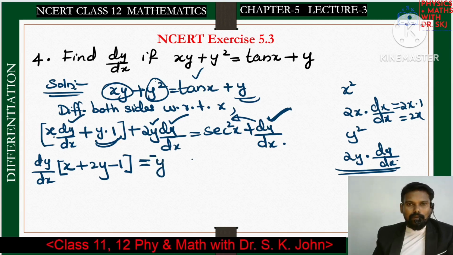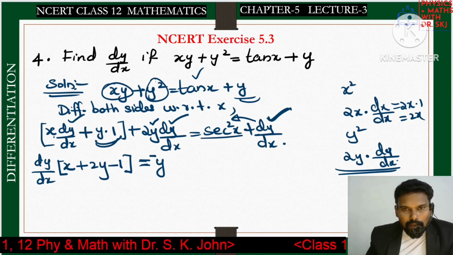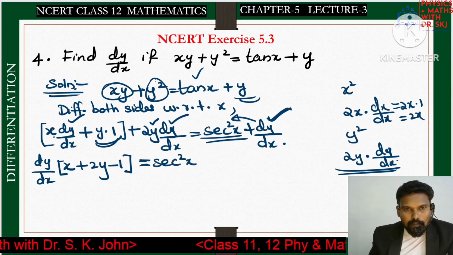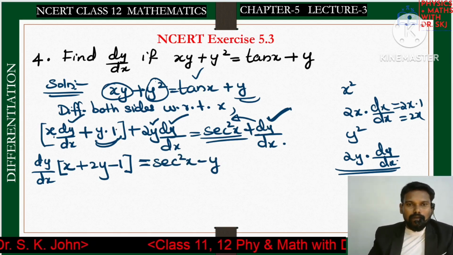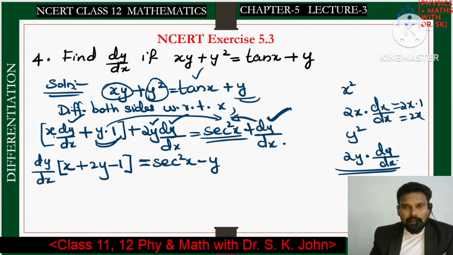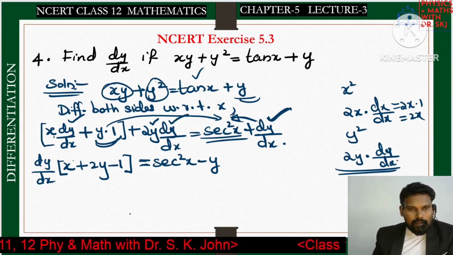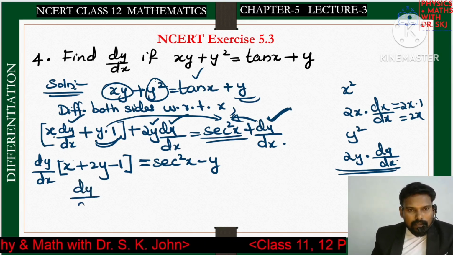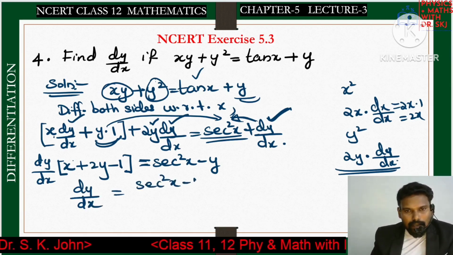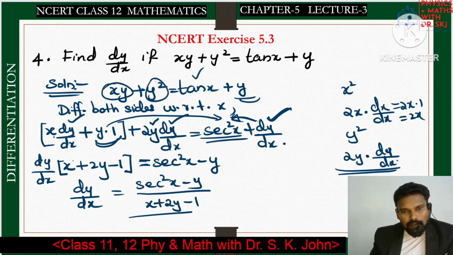I am taking that term to the right hand side, so it becomes minus y. One more term is sec square x minus y. This term is taken to the right hand side, sec square x minus y. This term is taken to the left hand side. Okay, x plus 2y minus 1. So dy by dx is now sec square x minus y divided by x plus 2y minus 1. So this is the final answer.